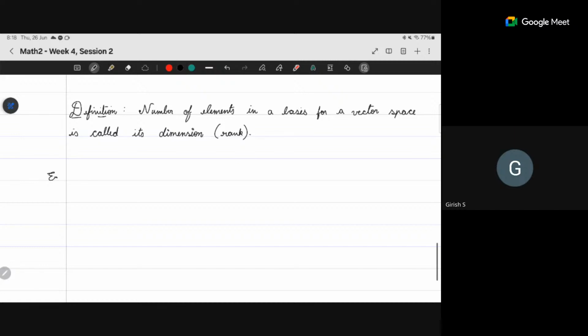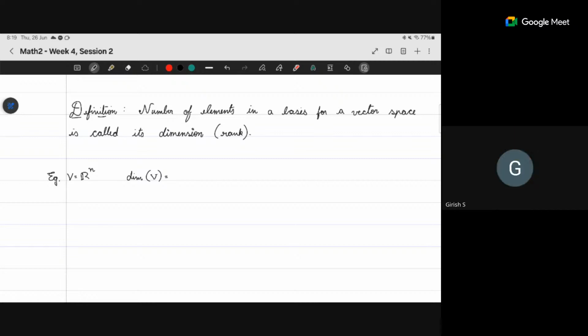Let's take up examples. The only way to understand theory is by examples, right? Rn, the most trivial example. What is the dimension of Rn? Sir, n. N. Yeah, and why is that? By definition, it is the number of elements in a basis for a vector space. Okay, so give me a basis with n elements.